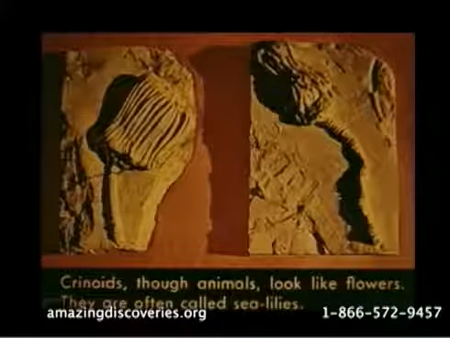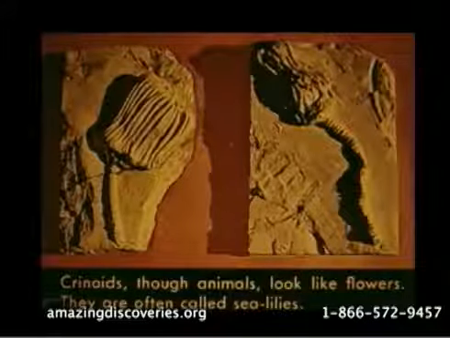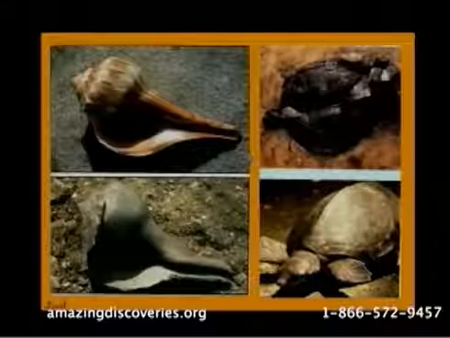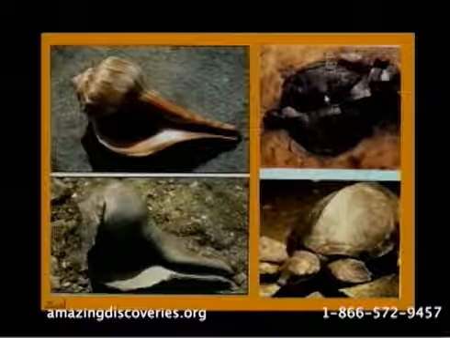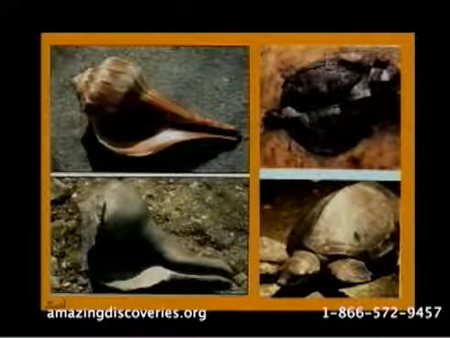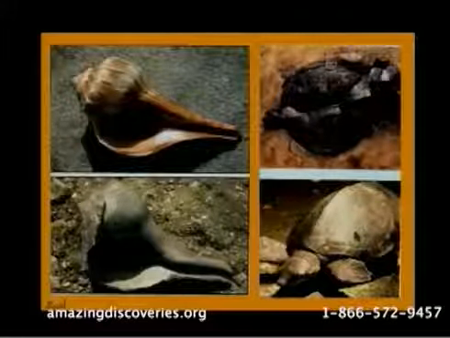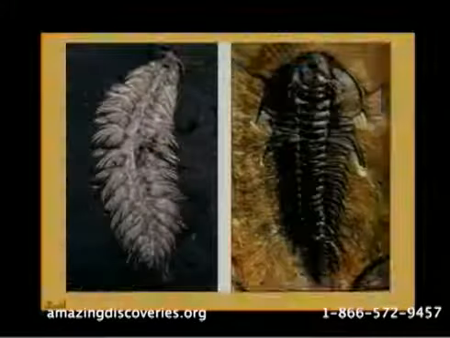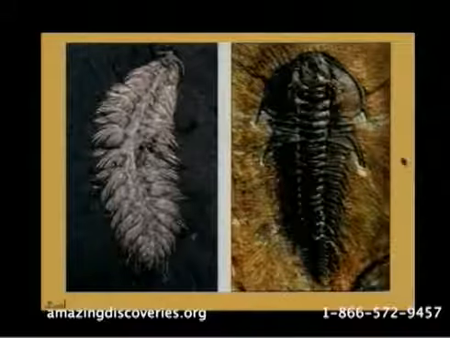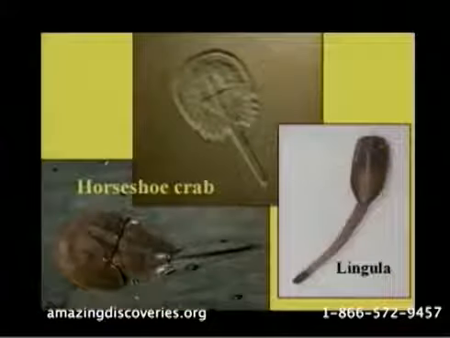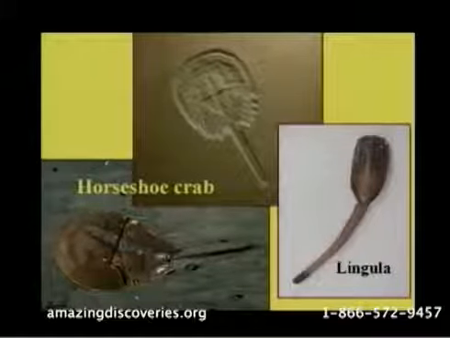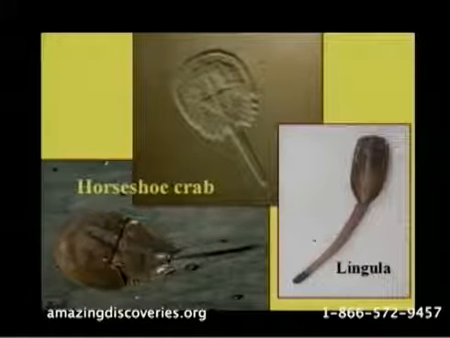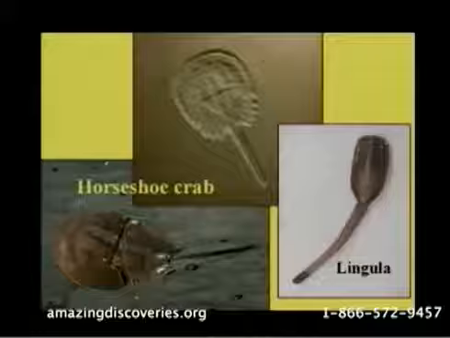Look at these, crinoids. These are sea lilies, highly complex, exactly in the past as they are today. Here are shells in the fossil record, living shells. There's a fossil of a turtle, there's a living one. No change whatsoever. Fossils, living creatures, identical. Horseshoe crabs as they were supposedly millions of years ago, today unchanged. Lingula, millions of years ago, unchanged.